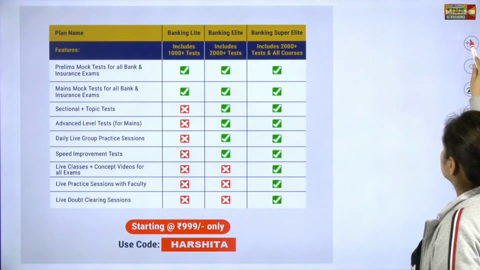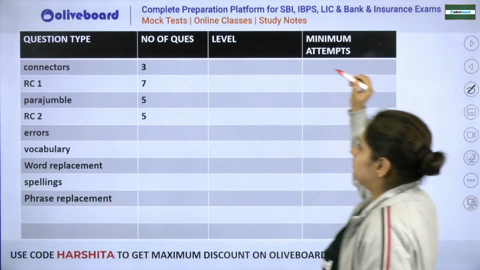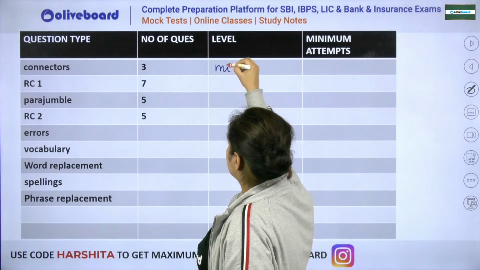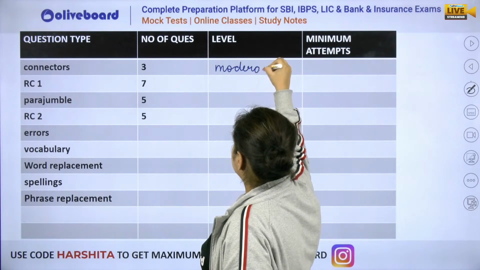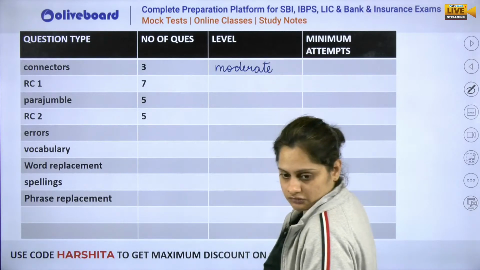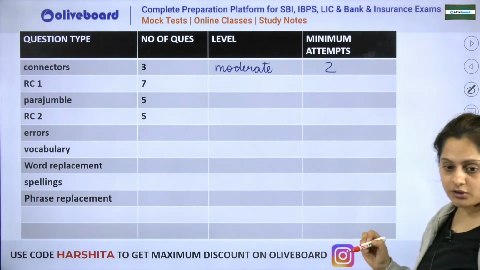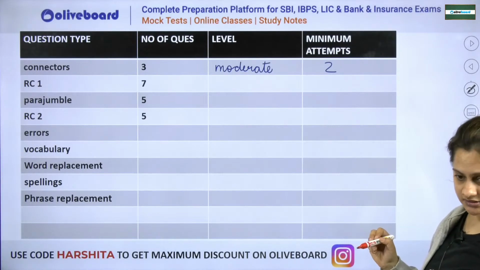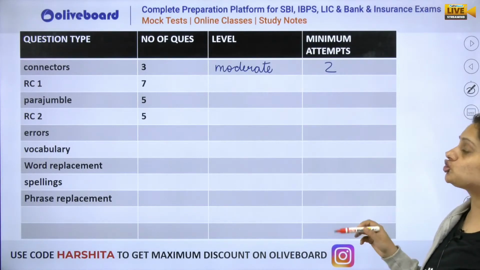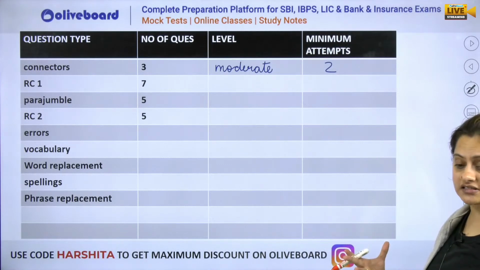Okay, here. This is the table. I will say the level given is moderate. If anybody has done the connector topic in class, you will be able to do at least 2. I expect you to do 2 because it is in your syllabus, connectors. You should know the approach. You should practice 2 classes at least.